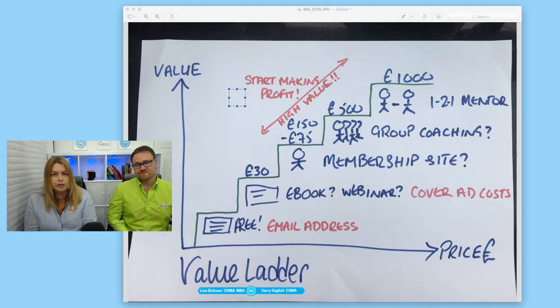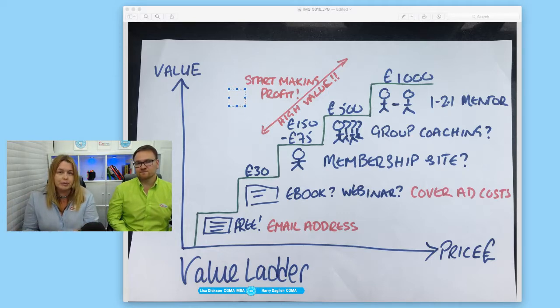Now, the thing with membership sites, or membership groups or clubs or whatever you want to call them, is they don't need to be that complicated. What you're in now is a membership club. It's just free. So we're doing all this for you for free. So this is the first step on our value ladder, for example. But ultimately, where we want to get you is into a paid membership club.